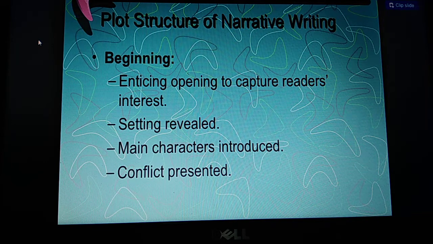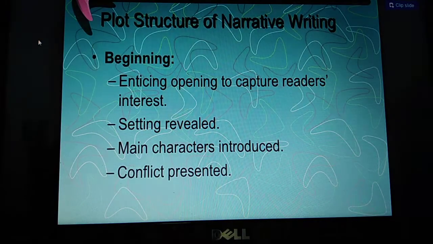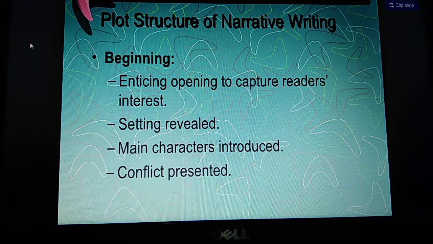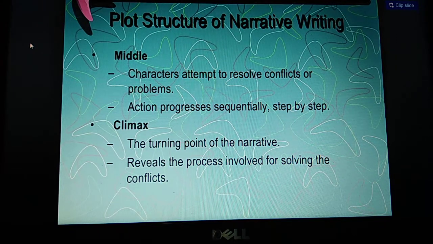Number 2. Setting should be revealed. You should let the readers know where the story is taking place so that they can visualize the situation or where the story is set. Then, main characters should be introduced. You should make sure that you're introducing the main characters. Later on, you can add more characters, but you should mention who is your main character of the story.